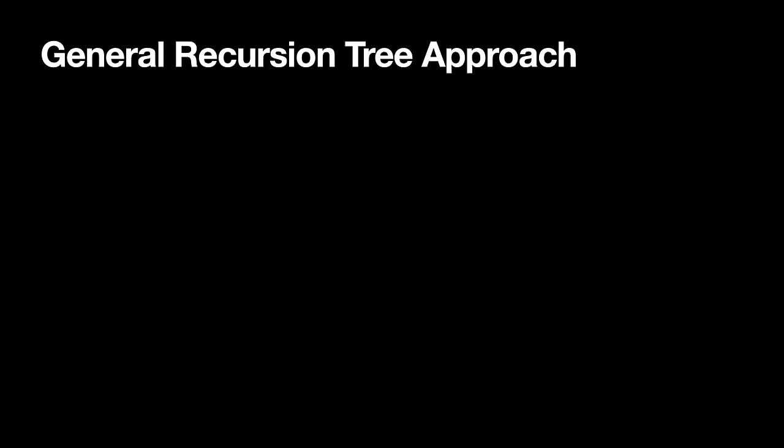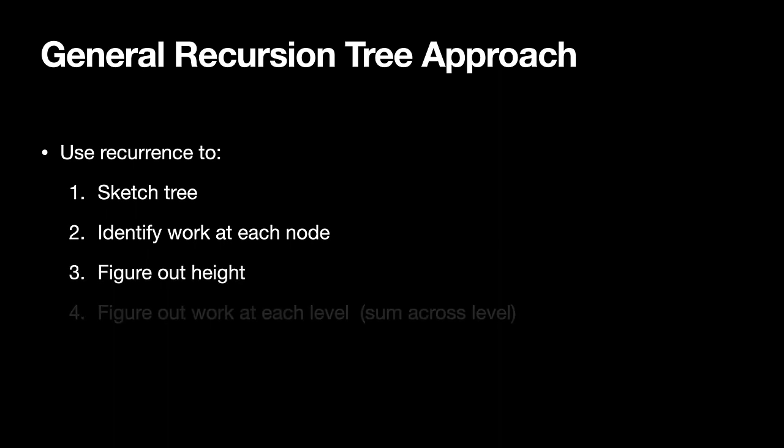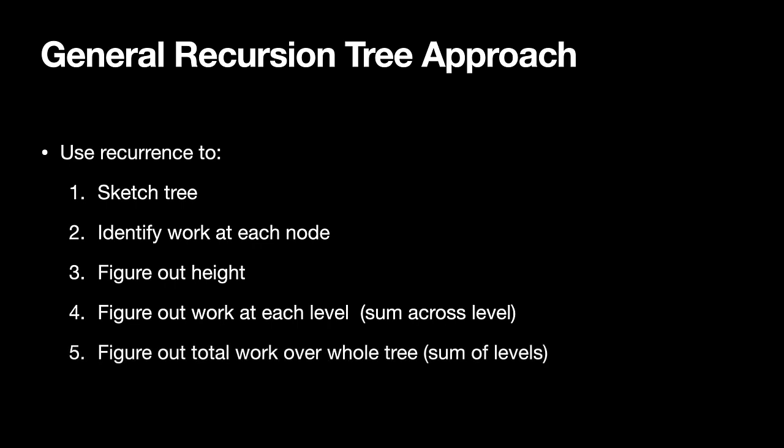Okay, so our general recursion tree approach will use a recurrence to sketch out a recursion tree. We'll identify work that's taking place at each node in that tree. We'll figure out the total height of the tree. We'll also figure out the work at each level. So we'll kind of sum from left to right across our tree. So our next example problem will look at a more sophisticated tree that's not just a simple line. So we didn't really have to worry about this step in our last example. And then we'll sum up across all of the levels from top to bottom in the tree.